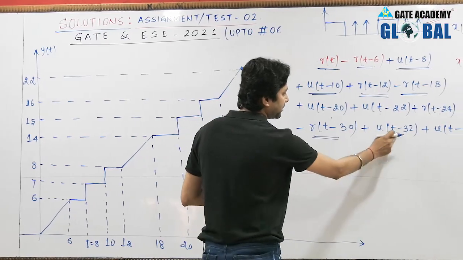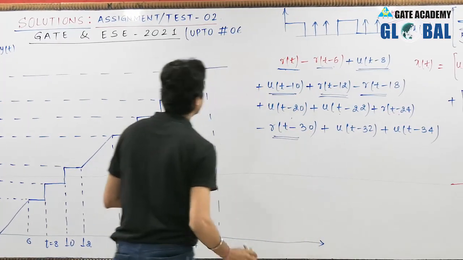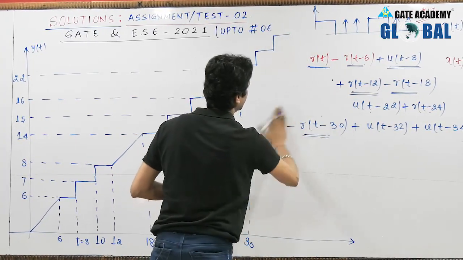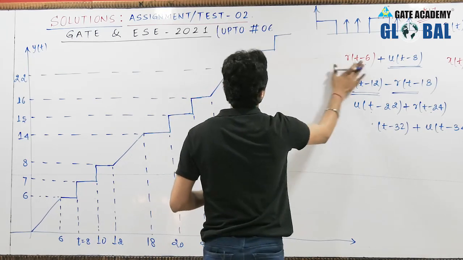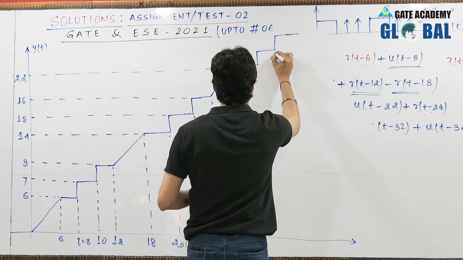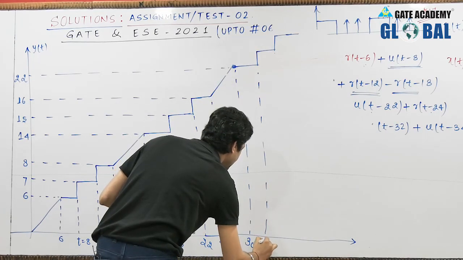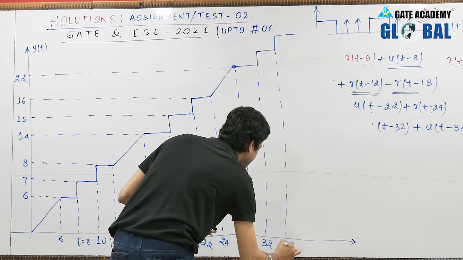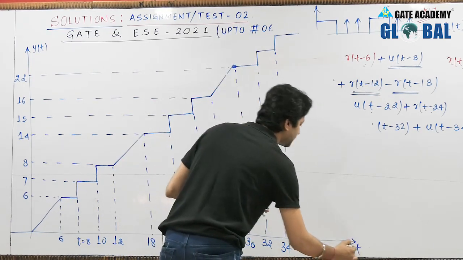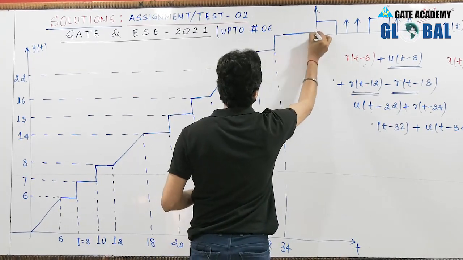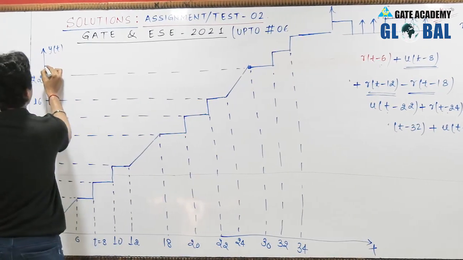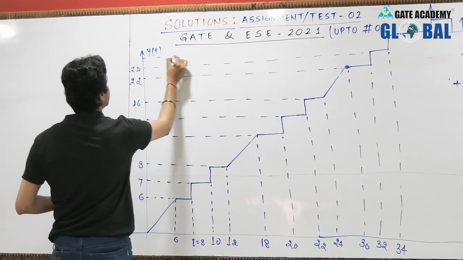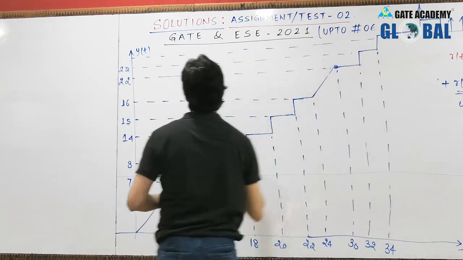And after 30, there will be two step changes at 32 and 34. Therefore, you will be reaching up to this value. So we are now done with the signal. So we can rub it. Now, these instants are 32 and 34. For any value of time greater than t equals 34, this signal is going to be constant at this value. And what is that value? This value is 22. This is one step change. Therefore, this value is 23. And after one more step change, this value would be 24.